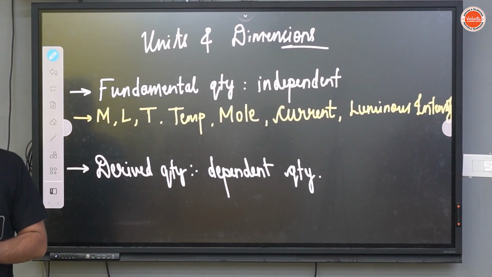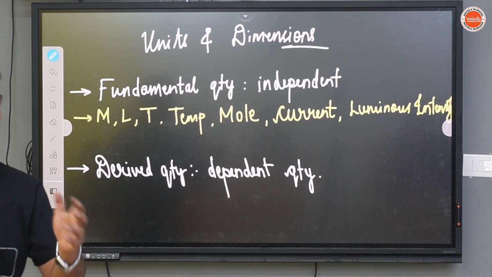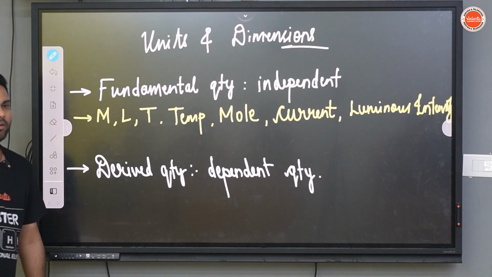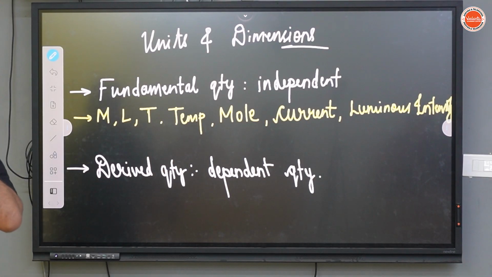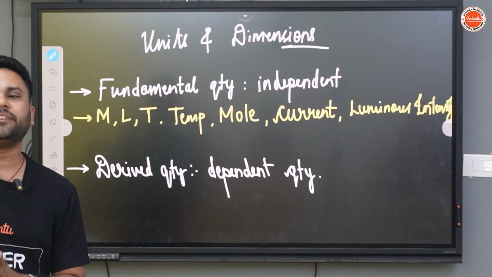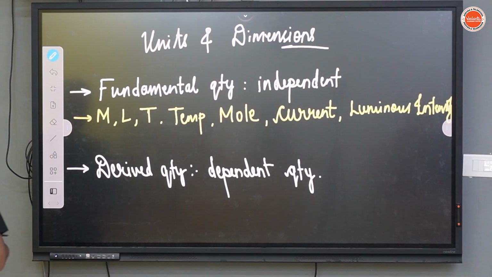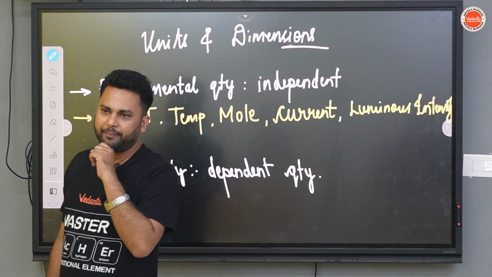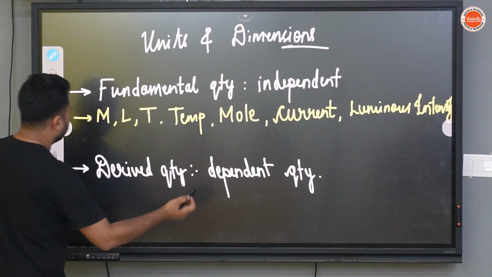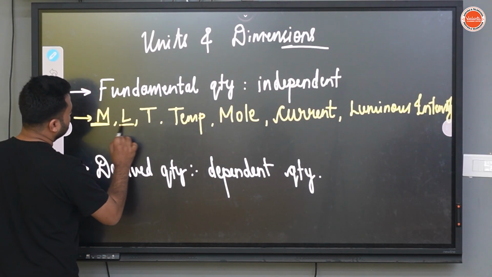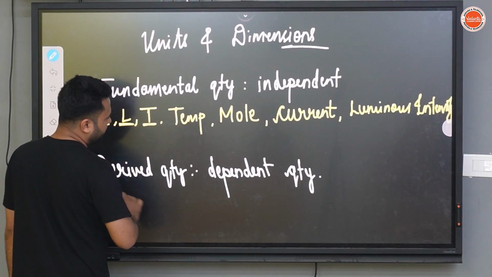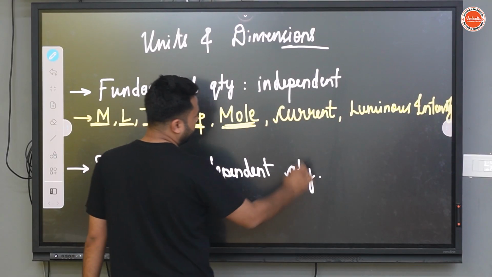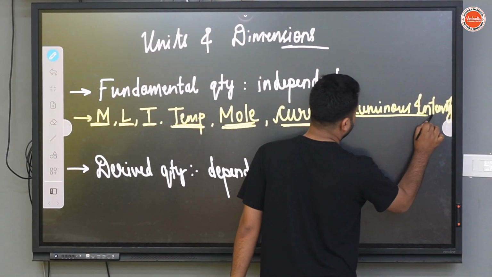So these are independent quantities. These quantities do not require any other quantity to define. Suppose you want to say mass. Will you take any other quantity in order to define mass? No. They are self-sufficient. So mass, length, time, temperature, mole, current, luminous intensity, these 7 are fundamental quantities. SI units: mass kg, length meter, time second, temperature Kelvin, amount of substance mole, current ampere, luminous intensity candela.